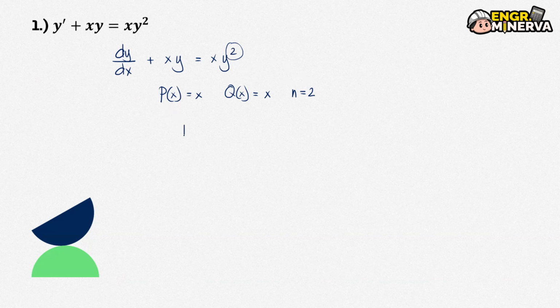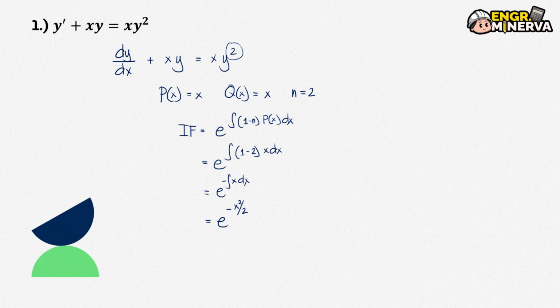After that, we determine our integrating factor. That would be e raised to the integral of 1 minus n p of x dx. So that would be e raised to the integral of 1 minus 2 p of x, which is x dx. So 1 minus 2, that would be negative 1. So negative x dx. And eventually that would be e raised to negative x squared over 2.